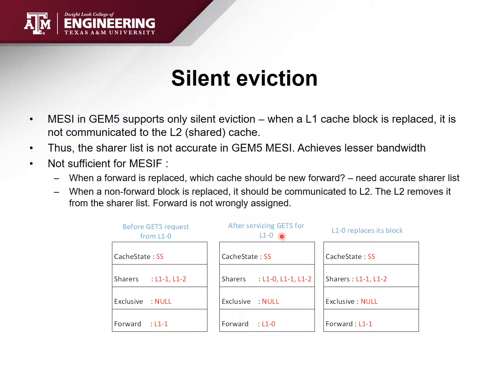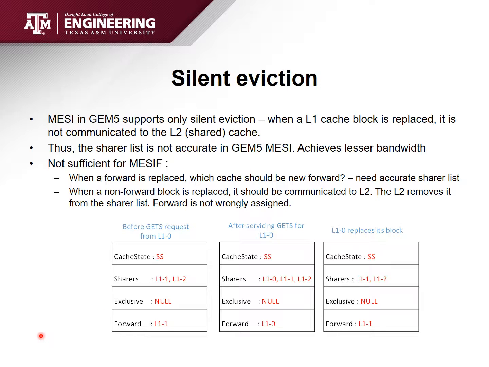After the getS request was serviced by L2, the contents of the table are changed to reflect the addition of L10 in the sharers list. And now L10 is assigned as the new forwarder, which means that in the future, getS requests will be serviced by L10. One more aspect in GEM5 is silent eviction.